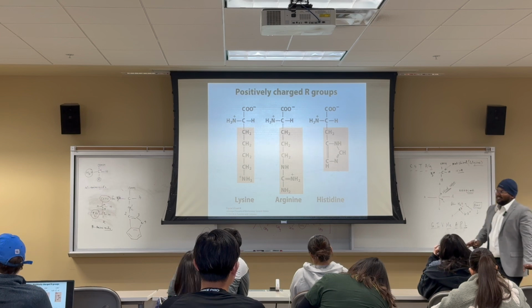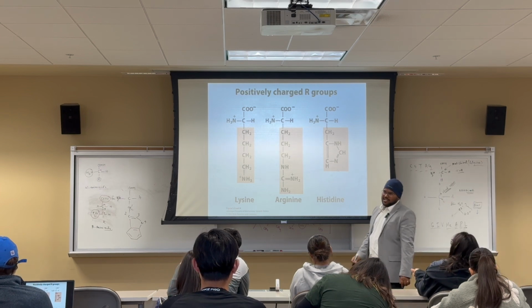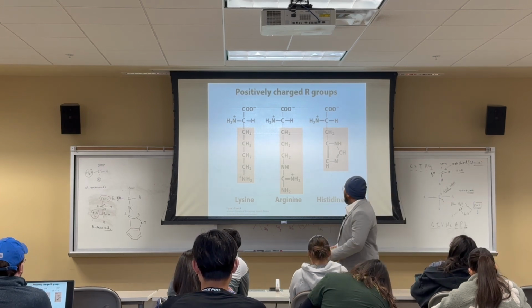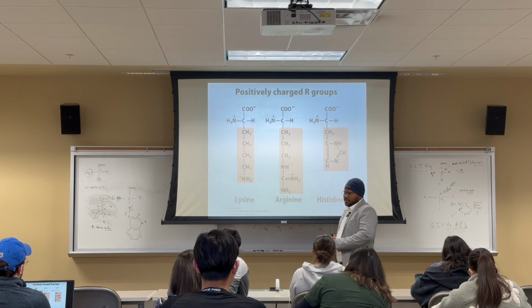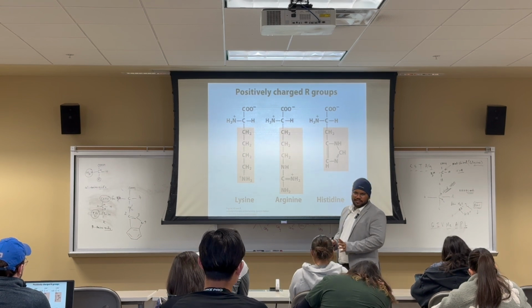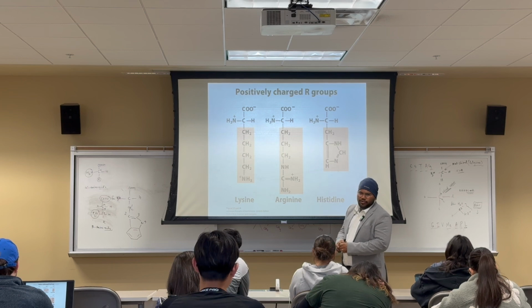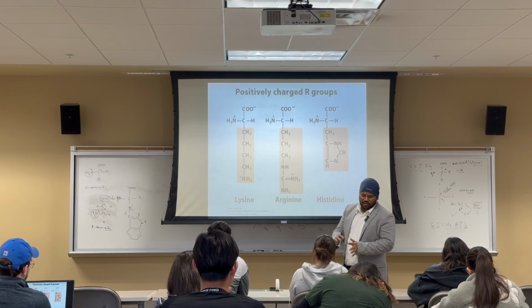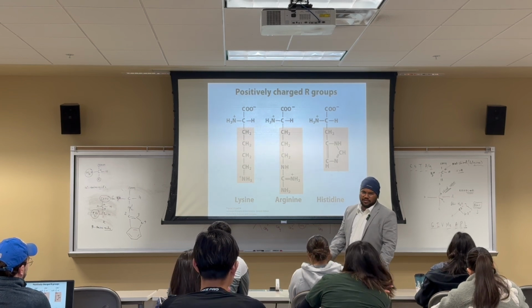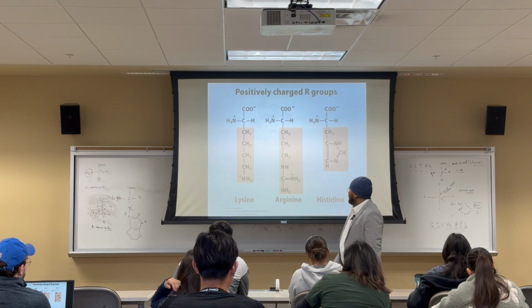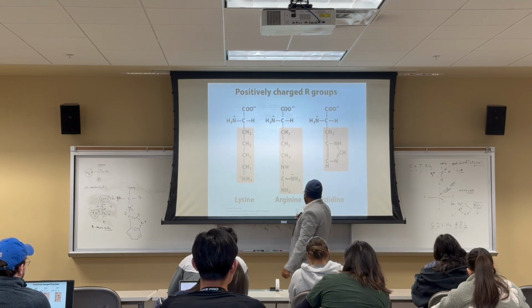Third one is last. This is the last one, and these are the positively charged amino acids. We have lysine, arginine, and histidine. I think this is helpful, right? What do you think? Is it okay to remember the structures of all the amino acids you have? So this is lysine, arginine, and histidine.